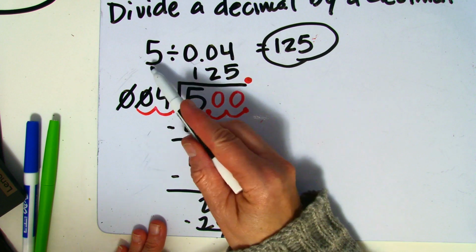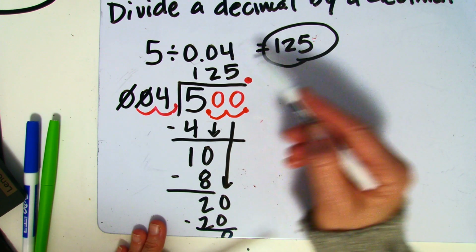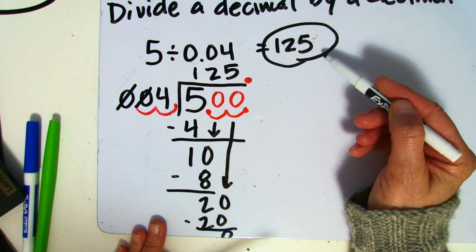Now if I think about this answer, 4 hundredths is a pretty small number, and if I'm going to break up 5 by a pretty small number, I'm going to get a lot of those groups. And that's why this number is a lot bigger.